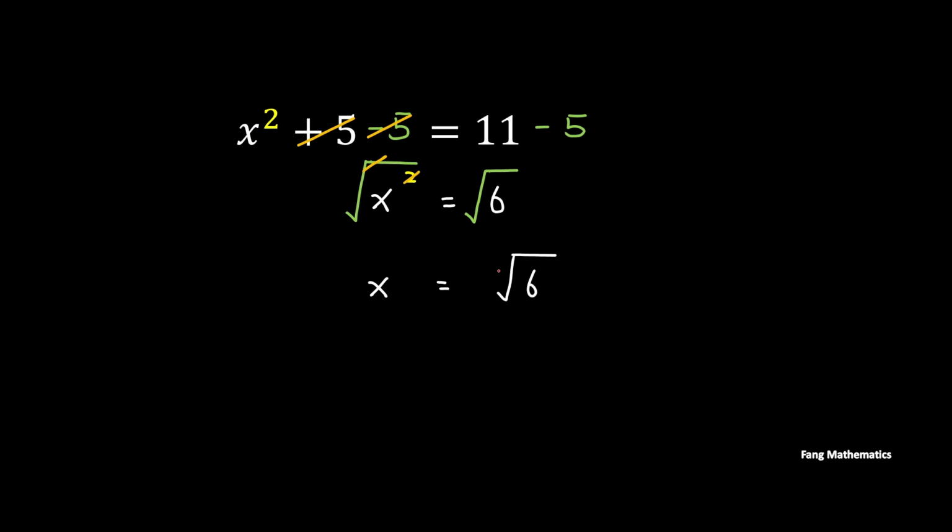And always remember, when you are solving quadratic equations, you should take two roots, the principal square root and its negative counterpart. So you should have two answers. x is an element of minus root of 6 and root of 6.